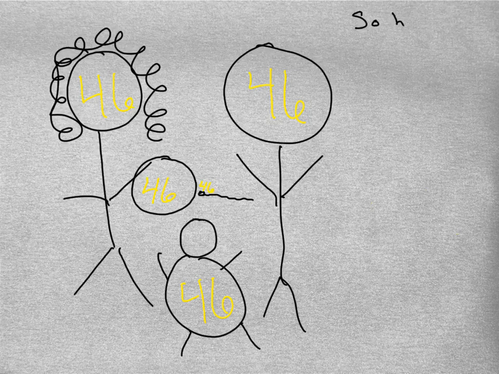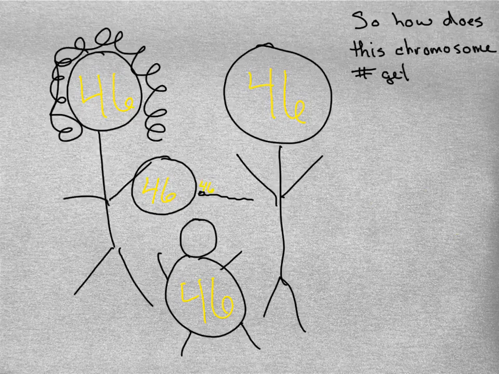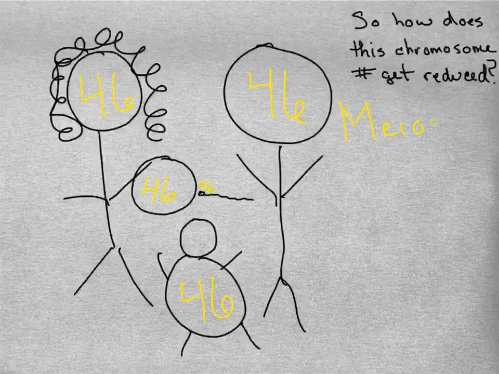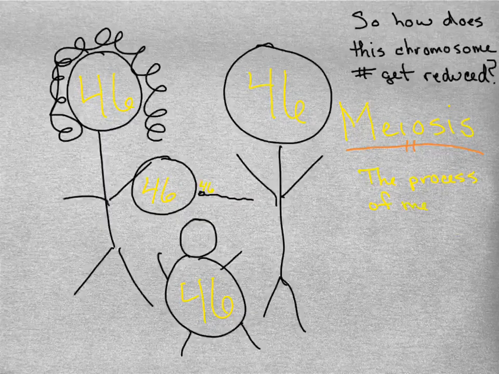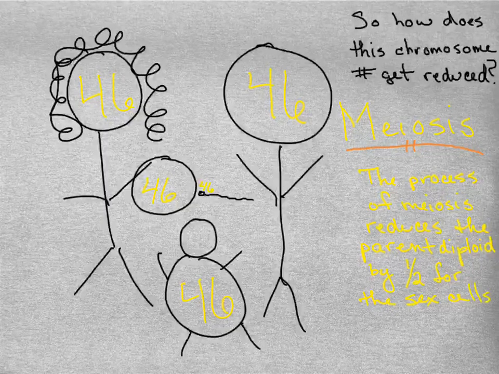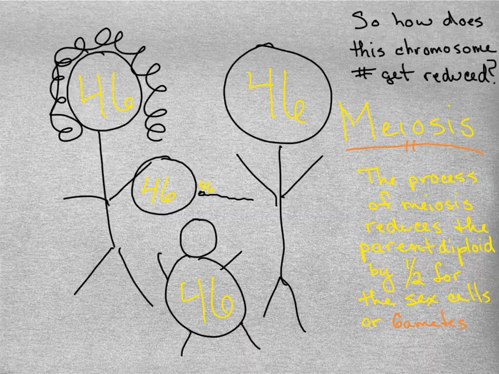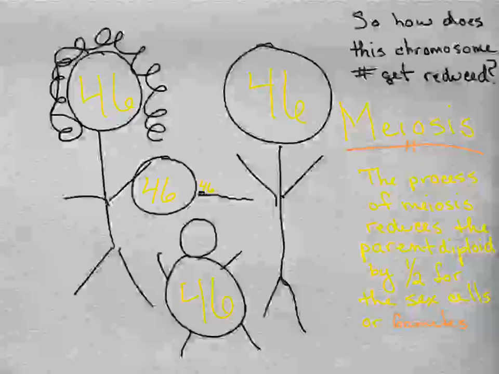So what is the process then of taking that chromosome number and reducing it by half? The process is called meiosis. Meiosis is the process that creates your egg and or sperm, depending on who you are. It takes your parent diploid number and it reduces it by half for your gametes, also known as your sex cells.